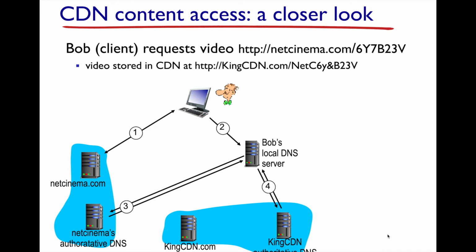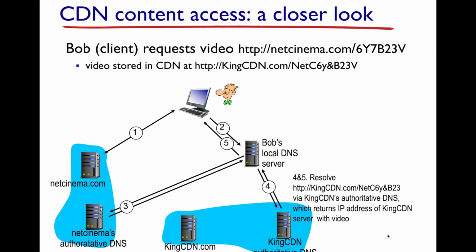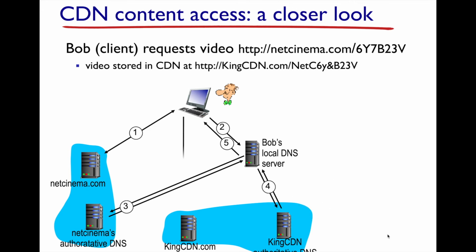So then this response comes back to Bob's local DNS server, and Bob's local DNS server then contacts, ultimately through the DNS hierarchy, the authoritative DNS for kingcdn.com. So kingcdn.com resolves this and gives back the IP address for the specific server in the King Content Delivery Network where this video is located.